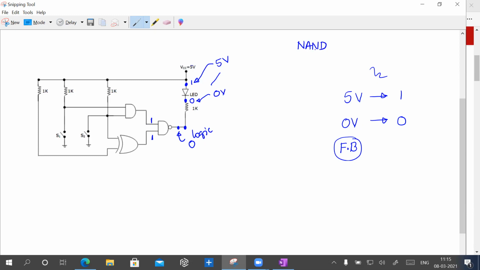table for NAND is what? Simply, say this is A, this is B, and this is Y. I know very well: 0, 0, 0, 1, 1, 0, 1, 1. So what is Y? A and B whole complement. So you get 1 as output here, 1, 1, but here it is 0. So when both inputs are high, the output must be off. So therefore, now what?